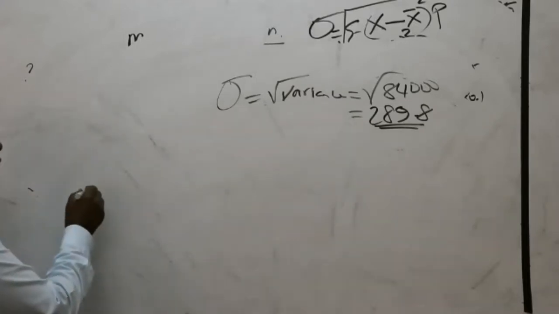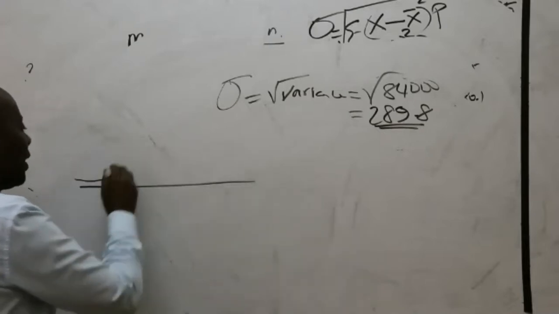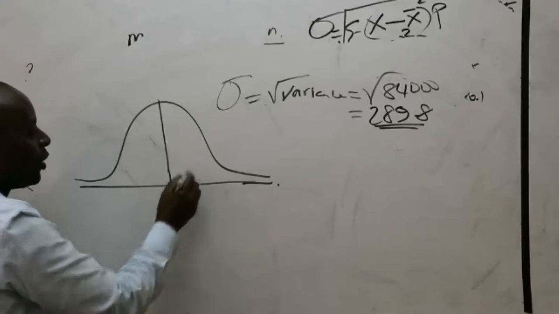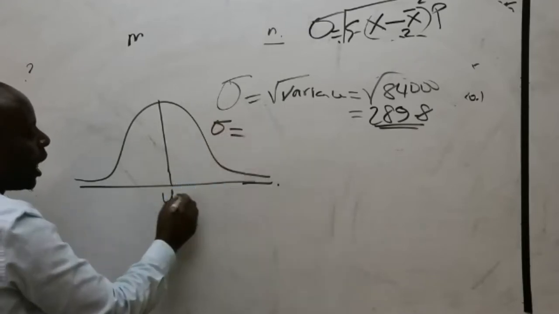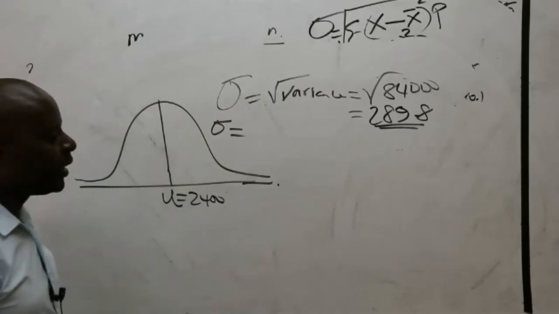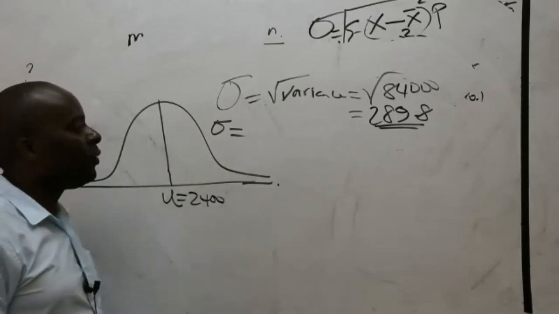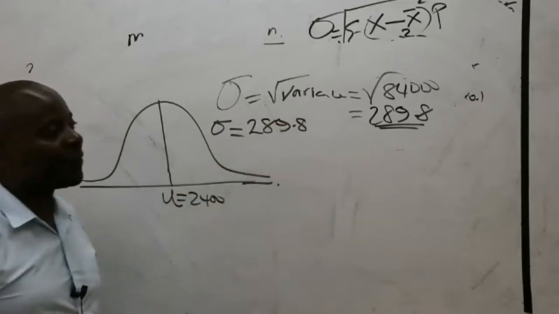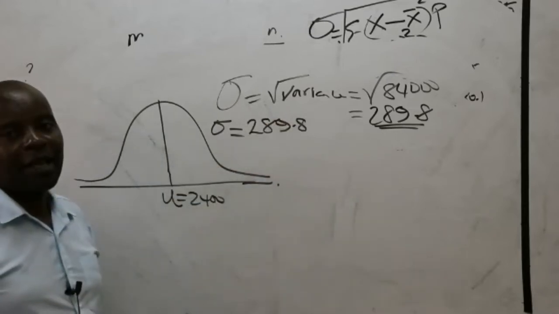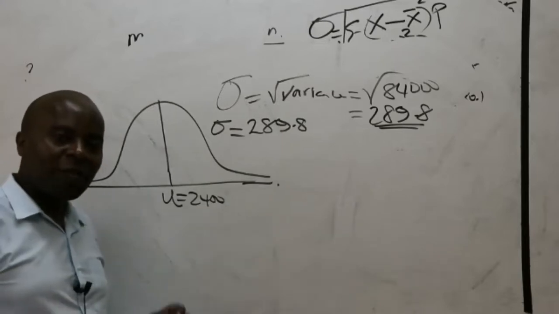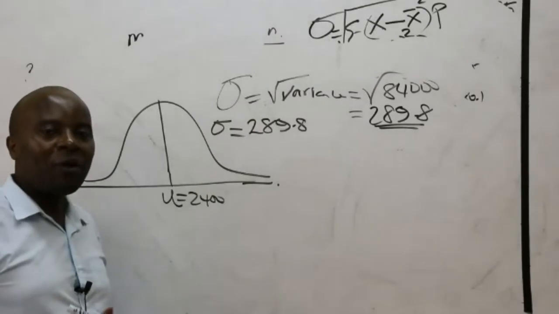So what do we have? We have our mean, U, which, if I'm not wrong, was 2,400. And then, ladies and gentlemen, we have our standard deviation that we have just gotten here of 289.8. And now they want us to advise them in terms of the optimal level.